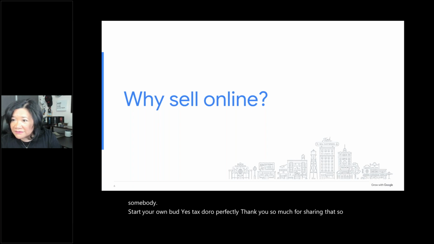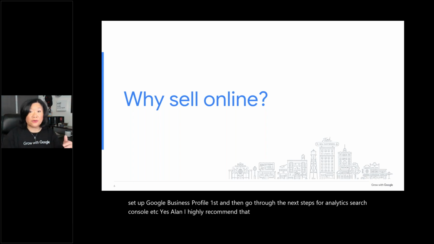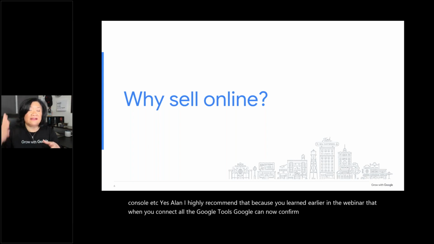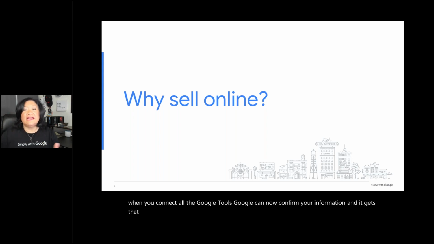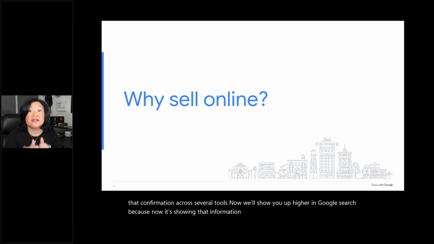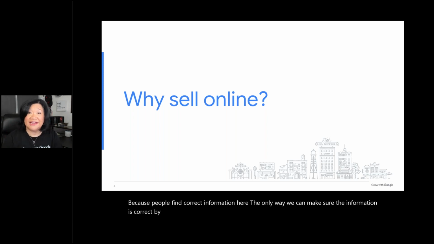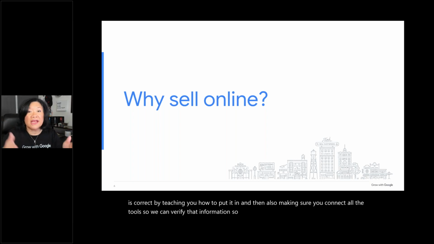So it's better to set up Google Business Profile first and then go through the next steps for analytics, Search Console, etc. Yes, Alan, I highly recommend that, because you learned earlier in the webinar that when you connect all the Google tools, Google can now confirm your information, and it gets that confirmation across several tools. Now it'll show you up higher in Google search, because now it's showing that that information is correct. Remember, Google's the #1 search engine because people find correct information here. The only way we can make sure the information is correct is by teaching you how to put it in, and then also making sure you connect all the tools so it can verify that information. So you are correct in your structure and the steps you put there, Alan.